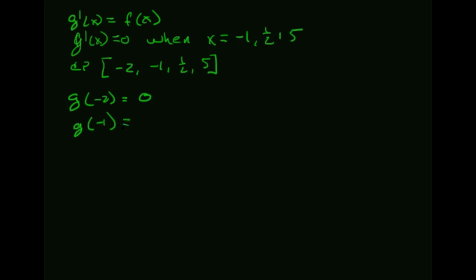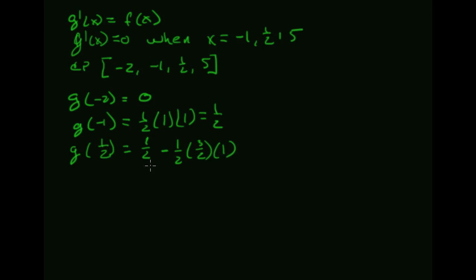G of negative 1, it just involves that one triangle. So that's half base of 1, height of 1. It's g of negative 1 is a half. G of 1/2 is going to take that 1/2 and it's now going to subtract 1 base of 3/2 height of 1. So this is a half minus 3/4, which is negative 1/4.